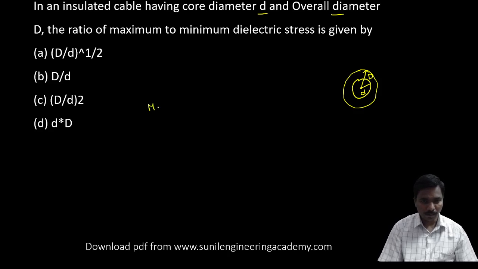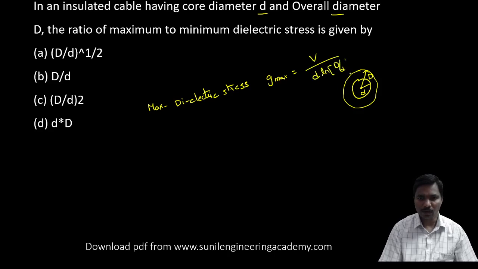Okay, so let us take the maximum dielectric stress, G max. G is equal to V by d, so V by d ln of capital D by small d. That is overall diameter by core diameter. If you consider the minimum dielectric stress, G minimum is equal to V by overall diameter capital D ln of capital D by small d.